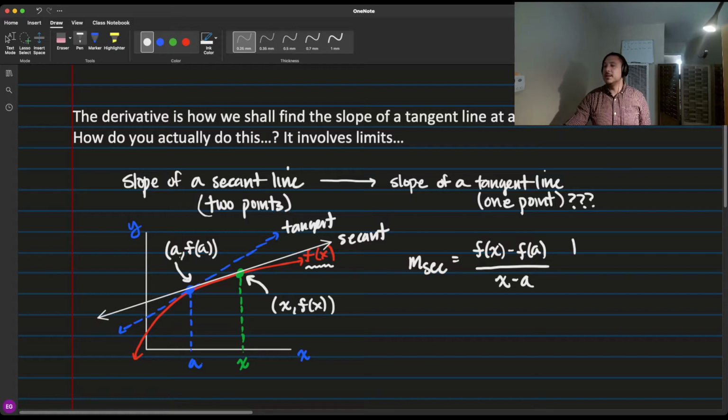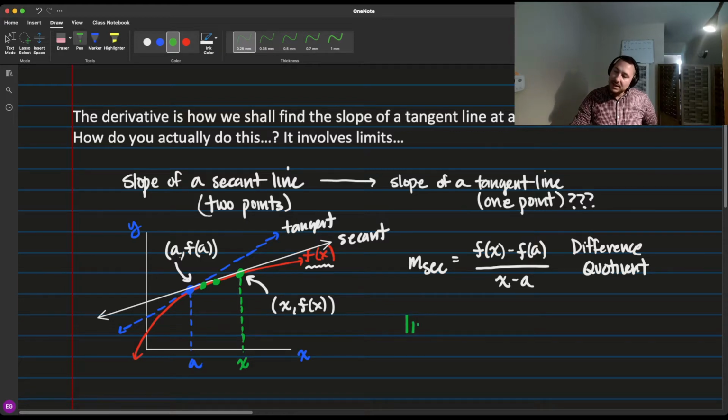This has a special name. It's called the difference quotient. It gives you the slope of the secant line. Now here's the crazy thing. Let's say that you start moving this x point over towards a. If you take the limit as x approaches a of this formula, something really interesting happens.